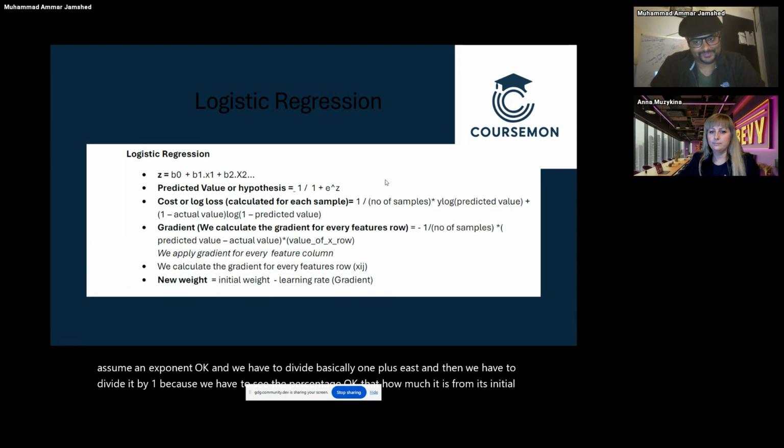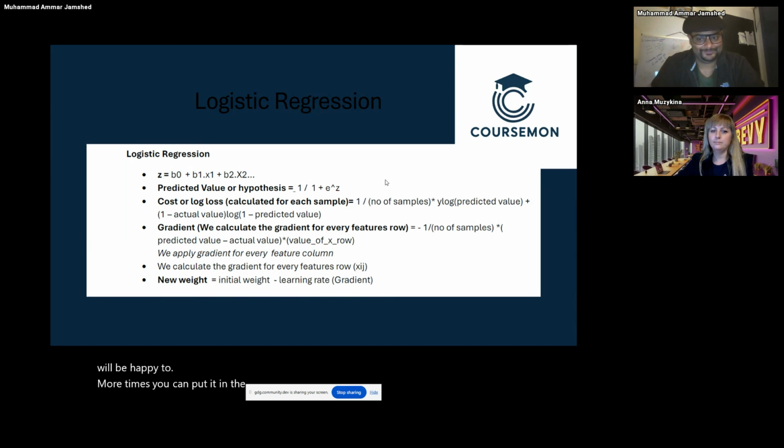That is the mathematical logic, or at least I hope I'm explaining it correctly. If not, I'll be happy to explain it 10 more times. You can put it in the chat. That's not an issue.